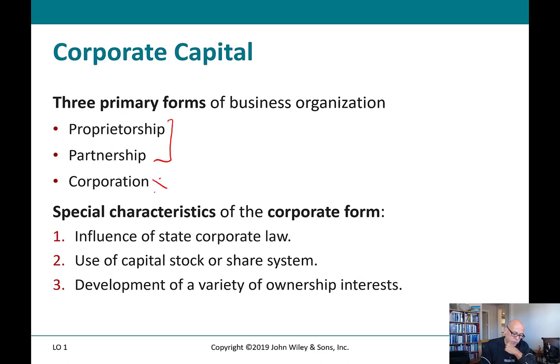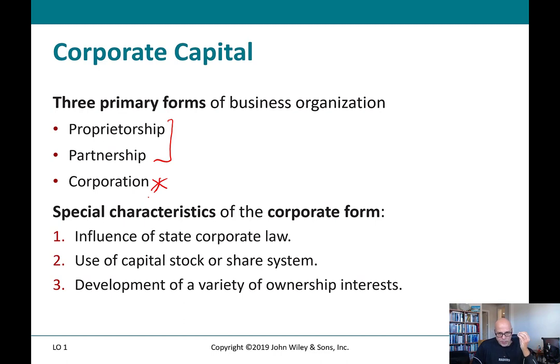And we're really going to be focusing here on corporations, which are entities that incorporate with the state and then issue stock. That's really where we're focusing. Now, a couple of things about the different forms of business. The problem with sole proprietorship and partnership is what?